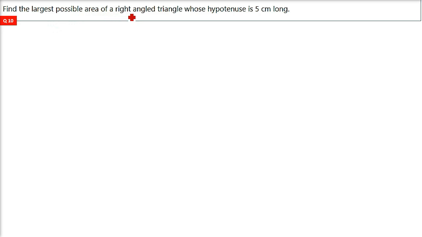Find the largest possible area of a right angle triangle whose hypotenuse is 5 centimeter long. Now just take the right angle. This is a right angle triangle. In this right angle triangle, one angle has to be 90 degrees. Largest possible area, that means we are going to go for maximum. The length of the hypotenuse, 5 centimeter, is already given.